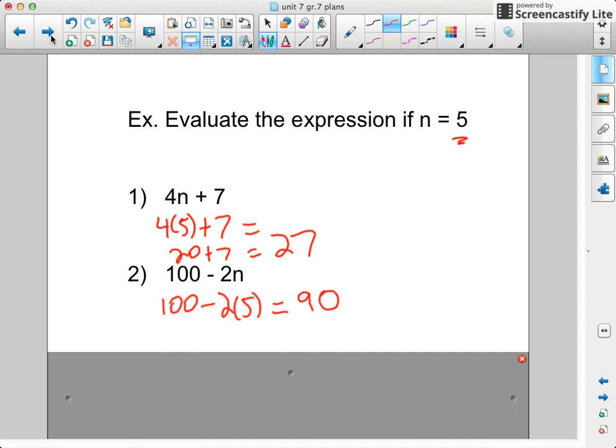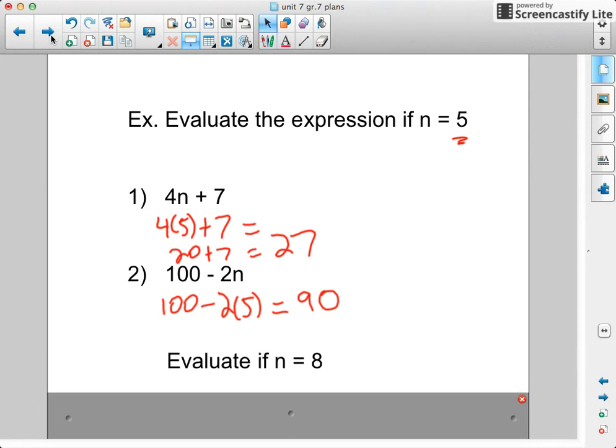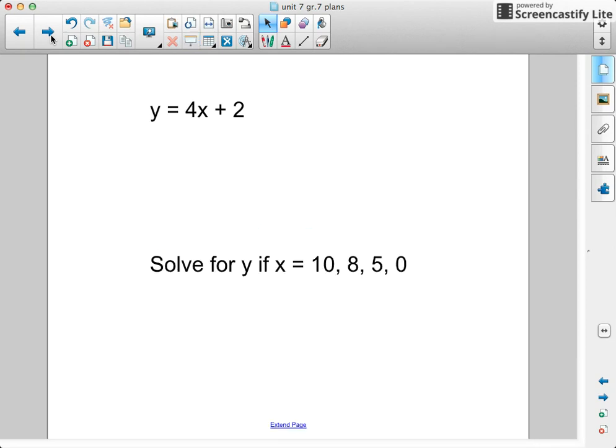Now we could do this for any value. It depends on what the question asks you or what you want to find out. So we could do it for if n equaled 8. Well, in the first one, if n equaled 8, 4 times 8 is 32, plus 9 would be 39. Okay, on the bottom one, number 2, 100 minus 2 times 8. Well, 2 times 8 is 16, so 100 minus 16 is 84. So it just depends on what the question asks you.